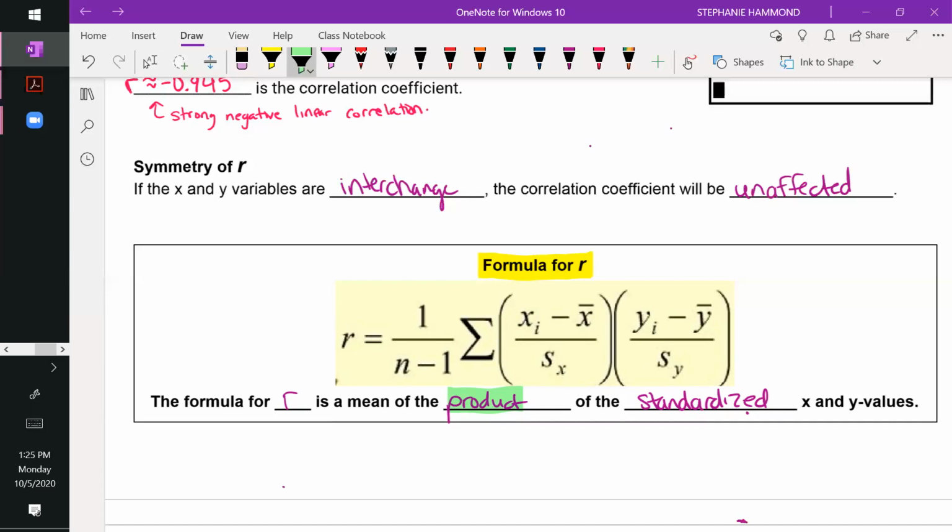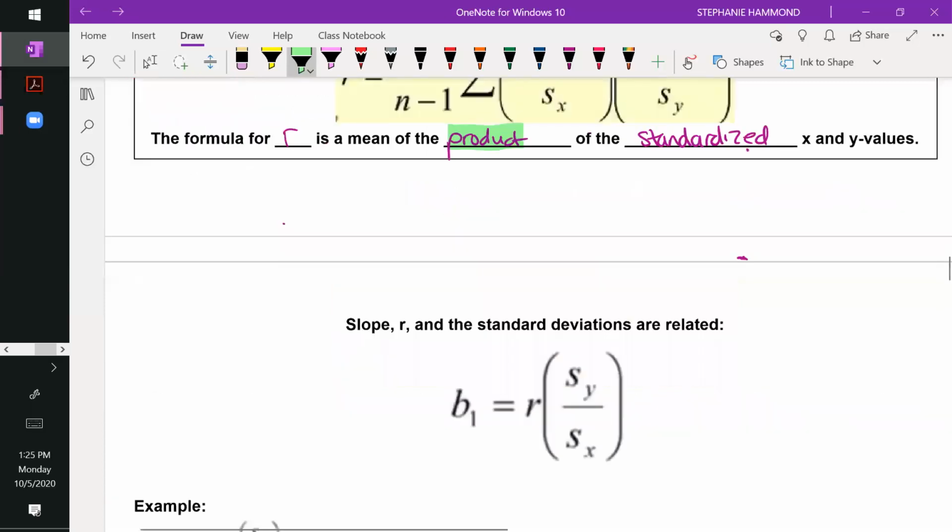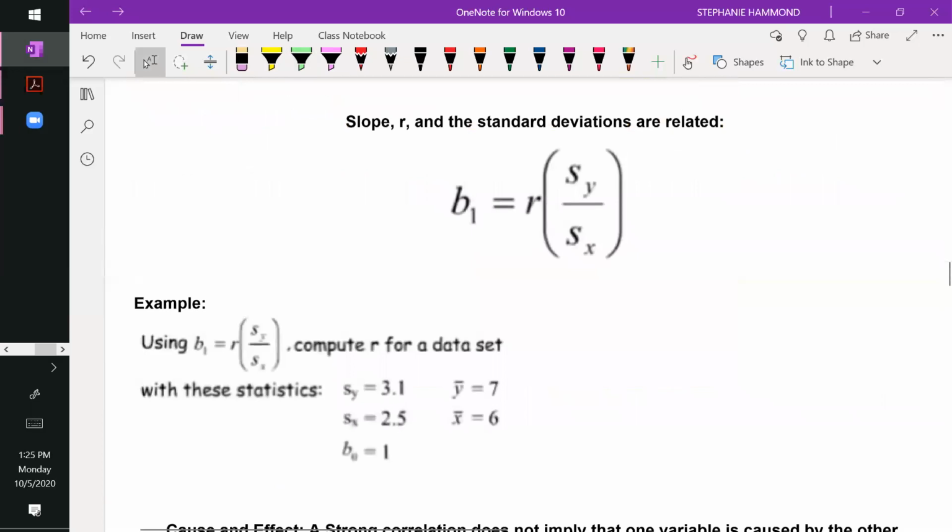So again, you're not going to have to use this formula exactly. They just wanted to show it to you. Another way that we can look at the correlation coefficient R is like this. It turns out that the correlation coefficient, the slope of your line of best fit, and the standard deviations of your two variables are all related in this way. Okay, so B1, remember, is the slope. R is the correlation coefficient. This is the standard deviation of your response variable, Y. And this is the standard deviation of your explanatory variable, X.